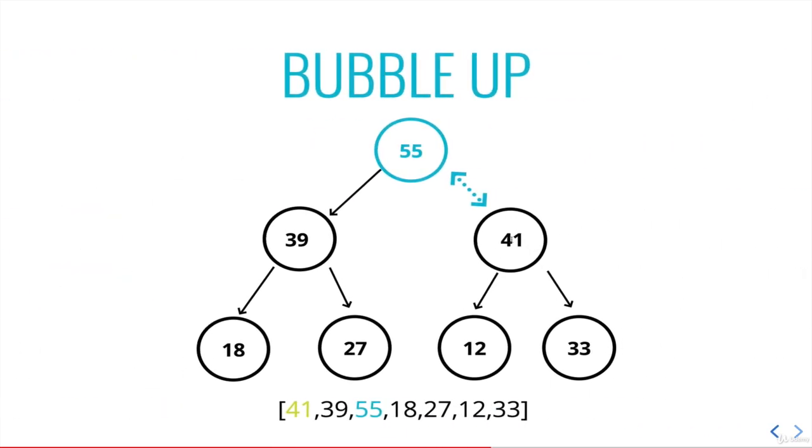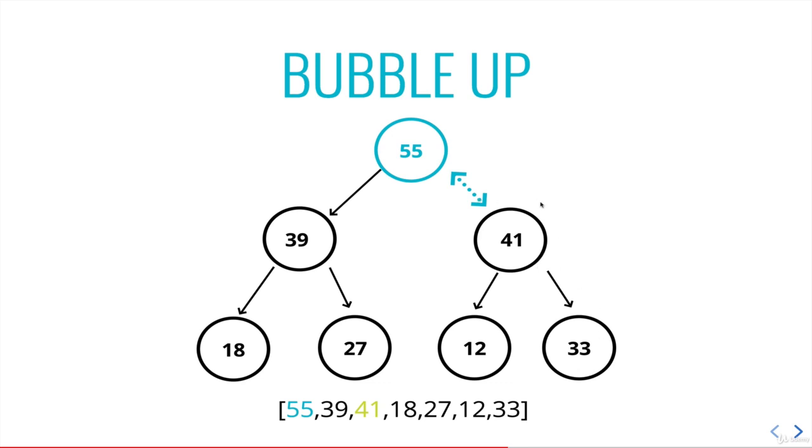Then we compare it to the parent again. How about 41 and 55? Well, we swap them. So now our data structure looks like this, where we have 55 as the root, and its two children are 39 and 41. All is good. Everyone's happy in the world of our max binary heap because now every node satisfies the property that its two children must be less than the node itself. So again, we insert and then we bubble up by swapping.